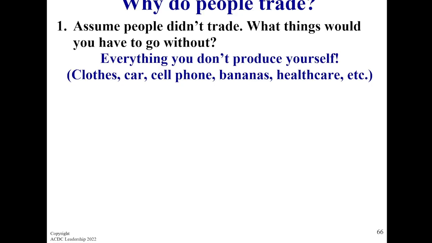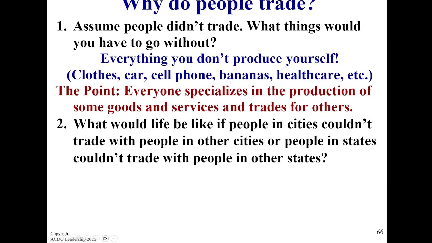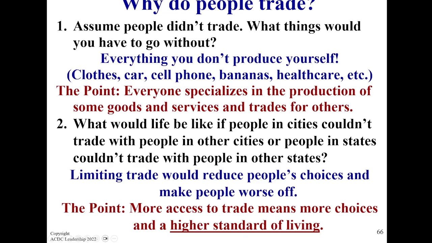in the US. So the point is that everyone specializes in the production of some goods and services and trades for others. So for example, the US is very good at producing corn, right? Our land is fertile and meant for producing corn, right? So in this case, we will just go full in on corn. We'll just produce a bunch of corn because we are the most efficient, and instead we'll just trade for everything else. So more access to trade means more choices and a higher standard of living, right?